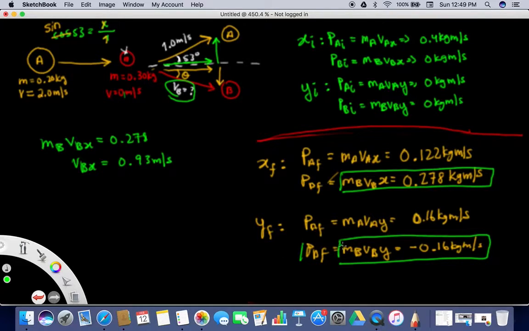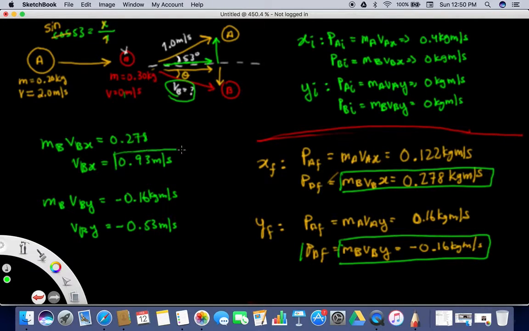Same thing, we're going to use this equation now. The mass of ball B times the velocity of ball B in the y direction is equal to negative 0.16 kilogram meters per second. If we divide both sides by the mass of ball B, we would get the velocity of ball B in the y direction to be negative 0.16 divided by 0.3, the mass of ball B. And that would be equal to negative 0.53 meters per second. And that makes a lot of sense because we know in our y direction it's going due south, so it has to be a negative velocity.